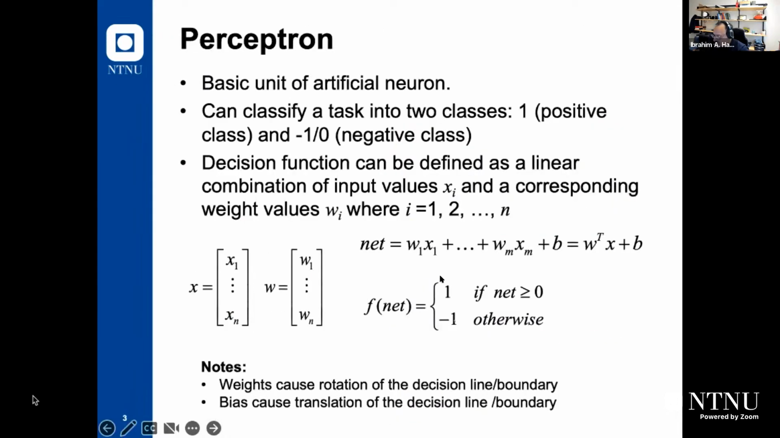So the perceptron is a basic unit. The perceptron is a basic unit of an artificial neural network. We call it a neuron, for example, an artificial neuron, and it can classify a task into two classes, 1 and 0, for example, or 1 and -1. So it's according to the activation function.